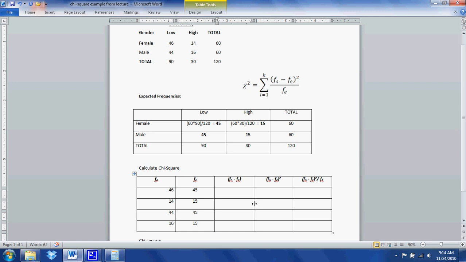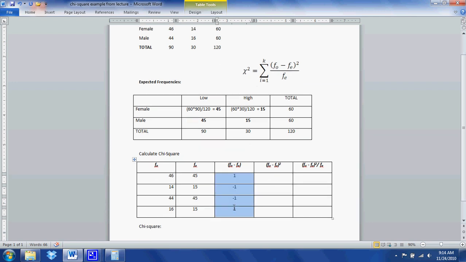So 46 minus 45 is 1. 14 minus 15 is negative 1. 44 minus 45 is negative 1. 16 minus 15 is 1. So here we are. Again, this adds up to 0 like we saw in standard deviation and variance. So now we square these terms. This is really very similar to standard deviation and variance. So 1 squared is 1, negative 1 squared is 1, and we pretty much know the rest of it at this point. This is where things start to differentiate, and it looks like everything's turning out equally right here, but this is where things change.